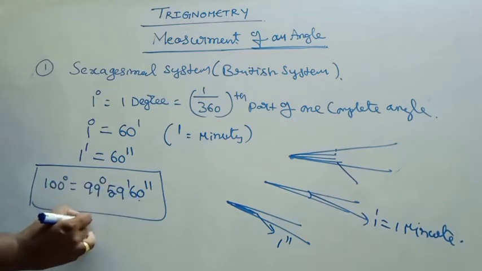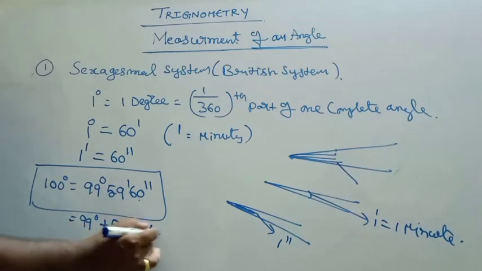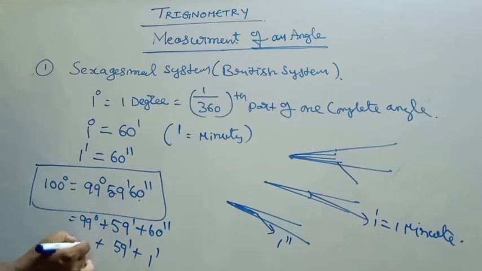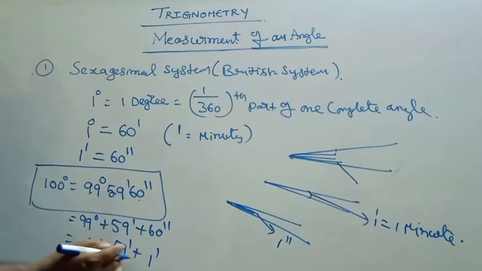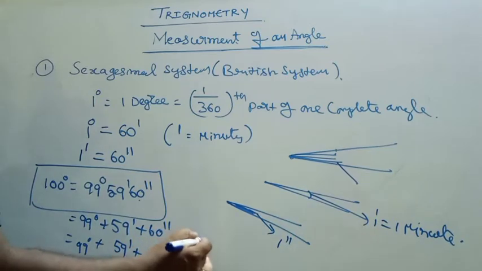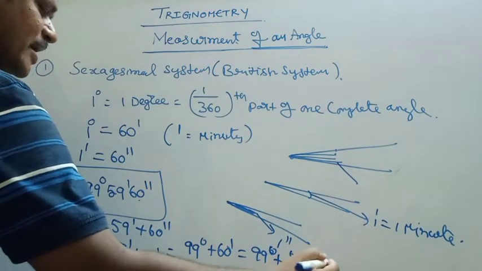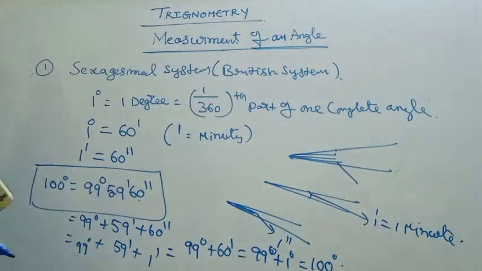This is actually 99 degrees plus 59 minutes plus 60 seconds. Now 60 seconds is nothing but 1 minute, so 59 minutes plus 1 minute plus 99 degrees. Now 59 minutes plus 1 minute is 60 minutes, so this is 99 degrees plus 60 minutes. 60 minutes is 1 degree, so 99 degrees plus 1 degree is equal to 100 degrees. In this beautiful way we have got degrees, minutes and seconds. These are the problems on the hexadecimal system, and in this way they have calculated.